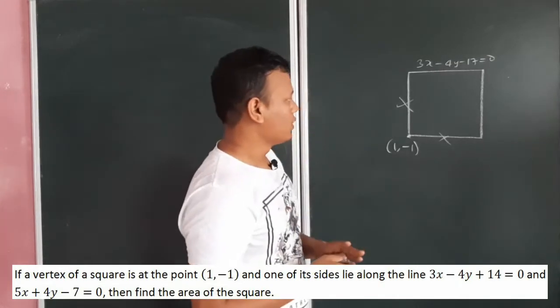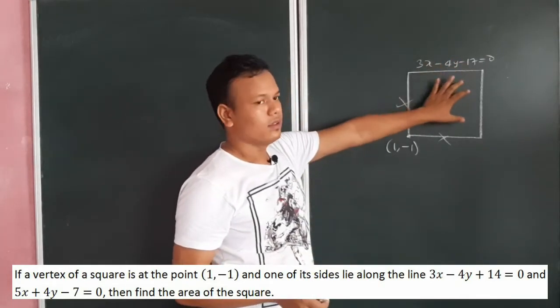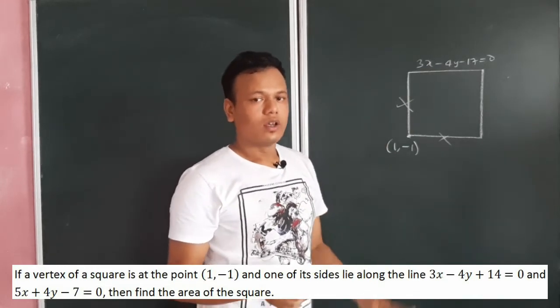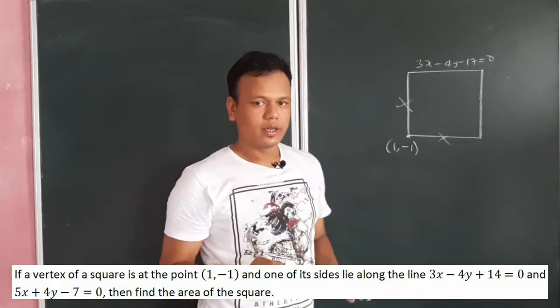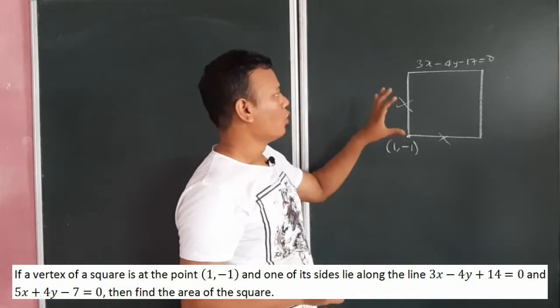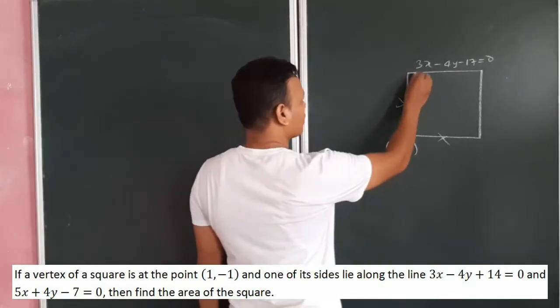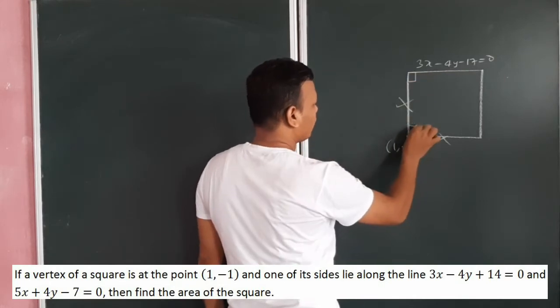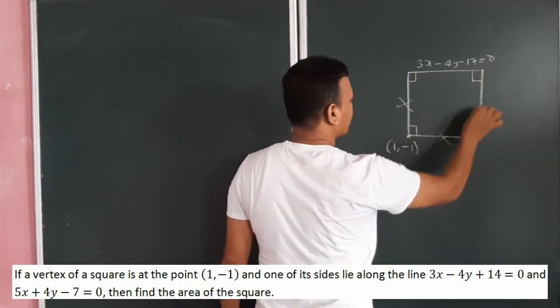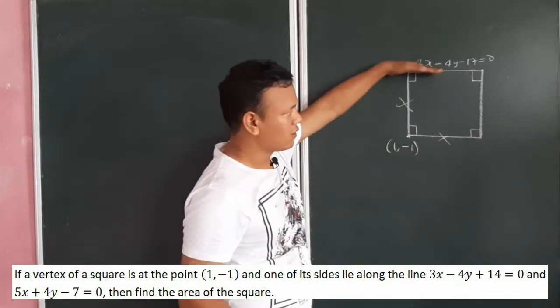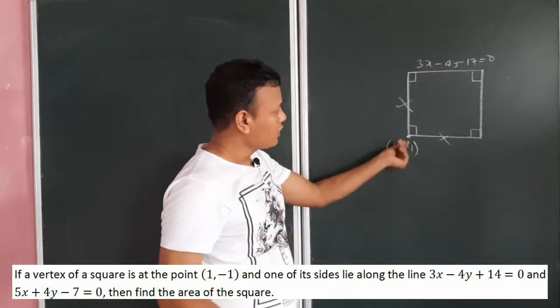Now next thing is we have to find the area of this square. Now to find the area of a square, the formula is side square, isn't it? That means we need to know the length of each side, right? If you see here, we know that every angle in a square is 90 degrees. So basically there's a line given to you, there's a vertex given to you.